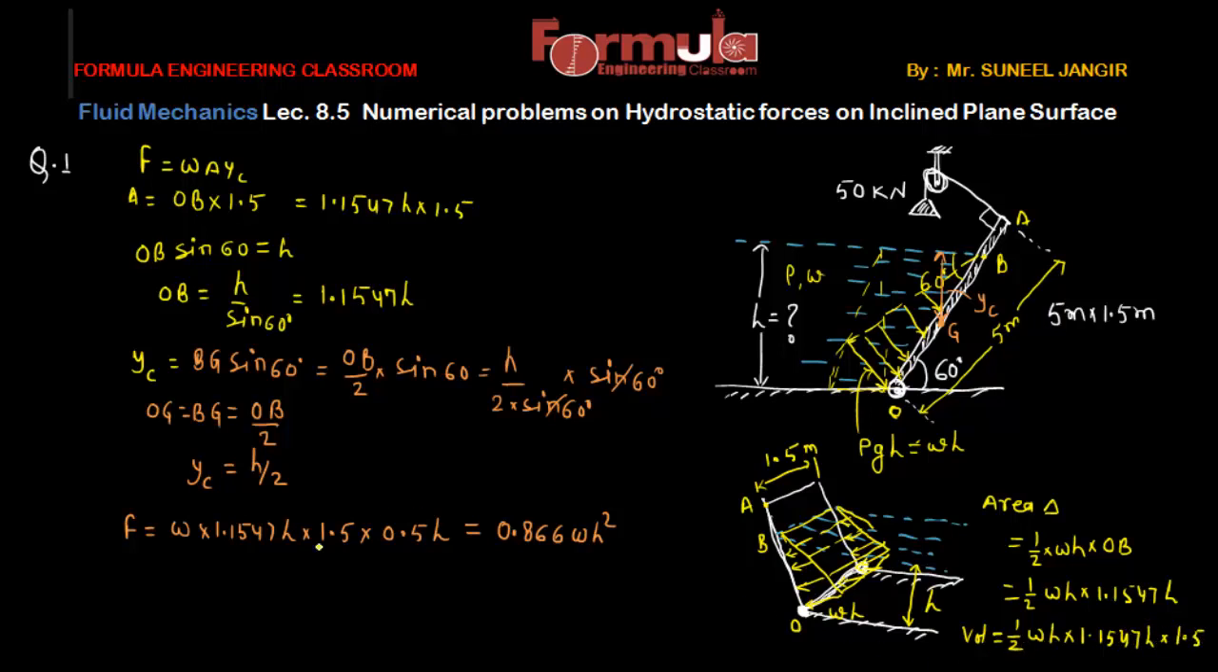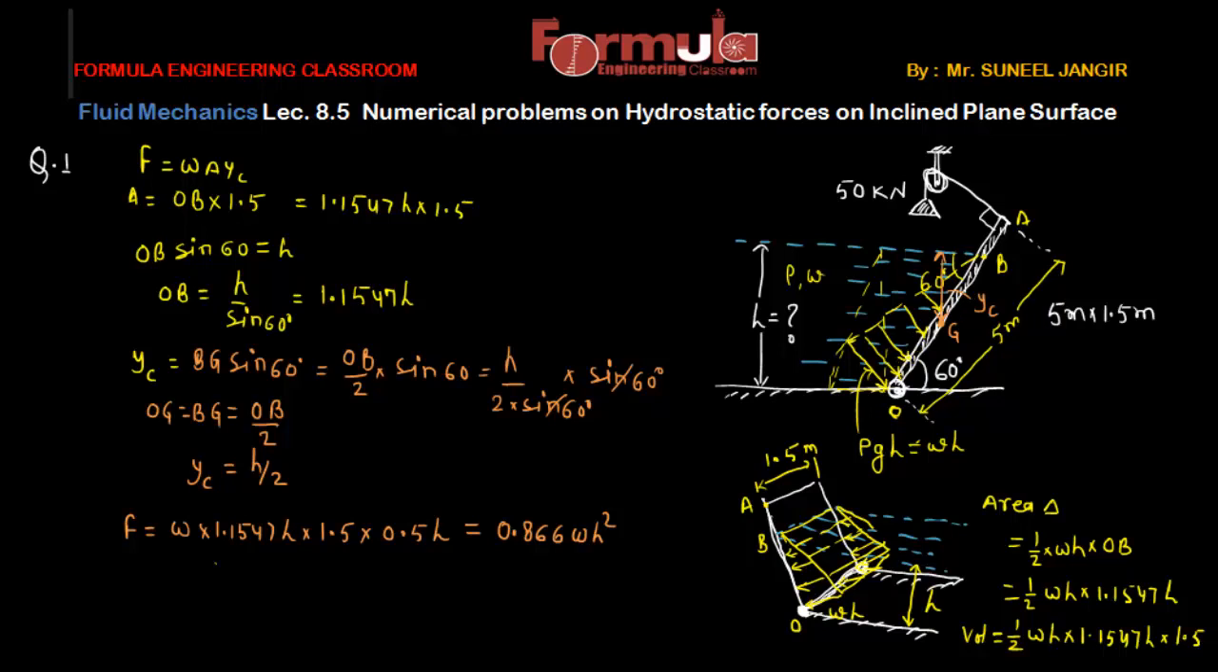You can see here this is the same calculation. Here we are adding 0.5 times H, so H divided by 2, that is 0.5. So W into 0.5 times H into 1.1547 H into 1.5. This is providing the same value here. This is the hydrostatic force acting on this submerged gate.